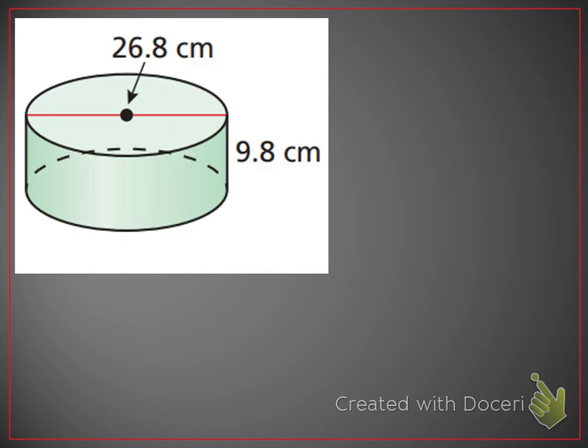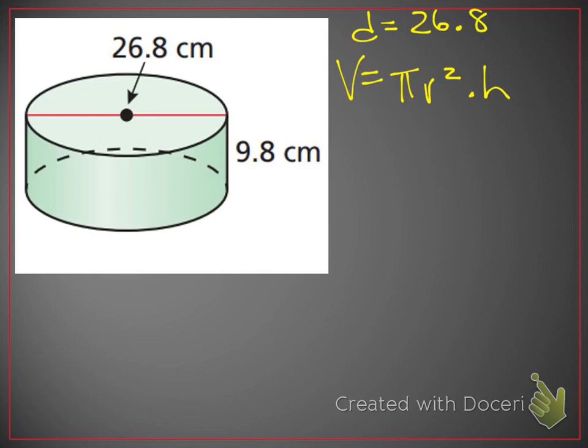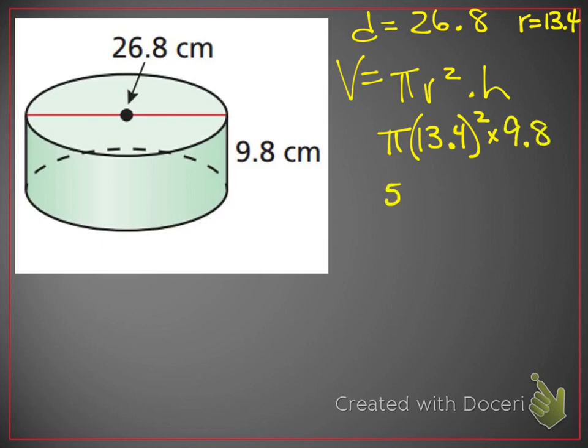Just find the volume. So let's talk about volume. When you plug in pi r squared, are you given r squared? No. What are you given? The diameter. So if I know the diameter is 26.8, what is the radius? Half that, which is 13.4. So pi times 13.4 squared times the height, which is 9.8. You get a very large number, and it is 5,000 or 55,000? What is it? 5,500. Yeah.